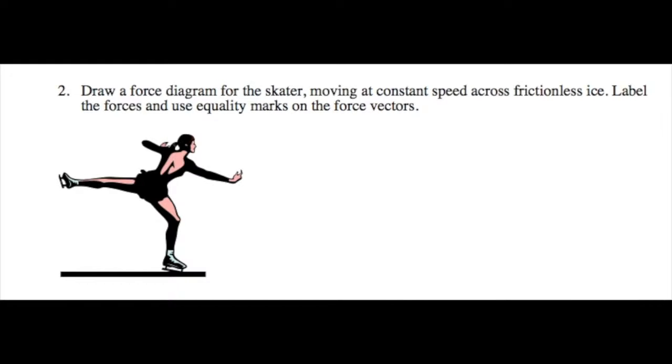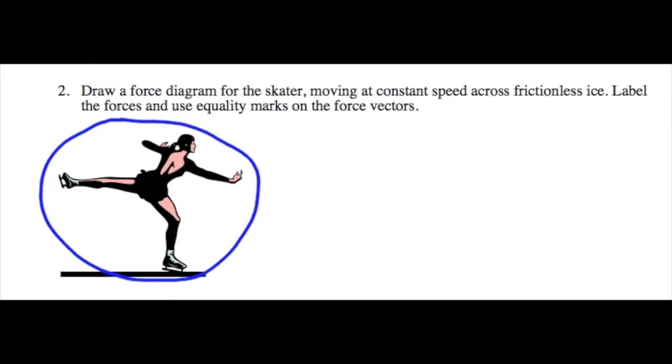This says, draw a force diagram for the skater moving at constant speed across frictionless ice, label the forces, and use equality marks on the force vectors. Okay, so let's just do the most basic thing, draw a circle around the skater just so we know what we're drawing the force diagram for. And then we have to figure out what the net force is.